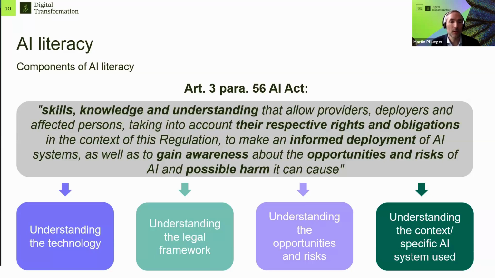The other aspect is understanding the legal framework. So this is taking into account the respective rights and obligations. This means the framework under the AI Act and also potential other legal obligations applicable.